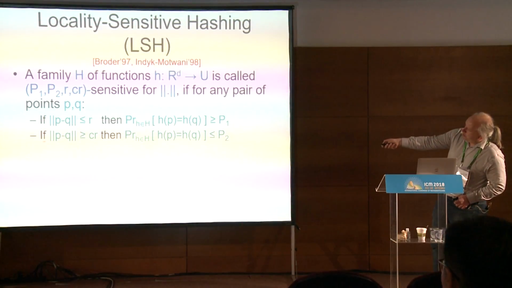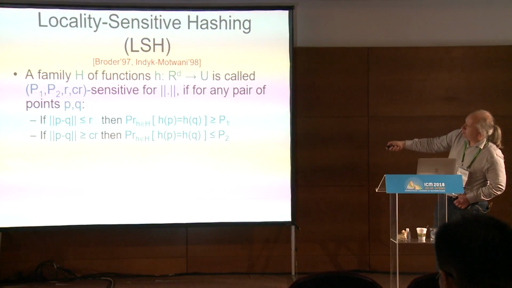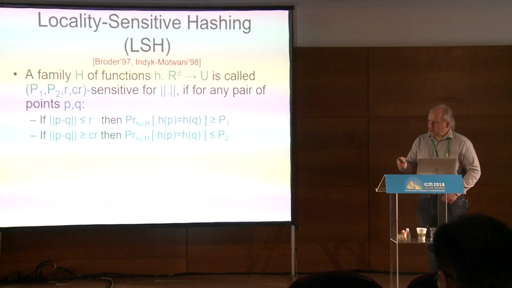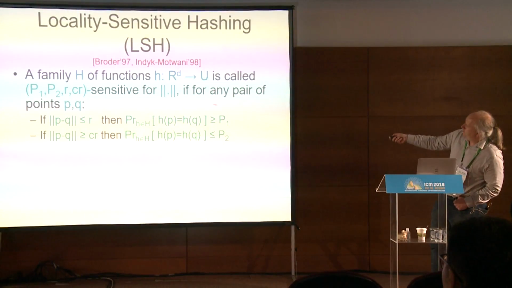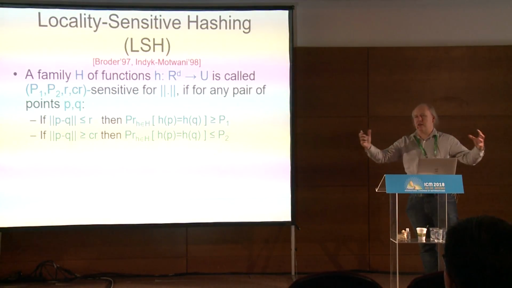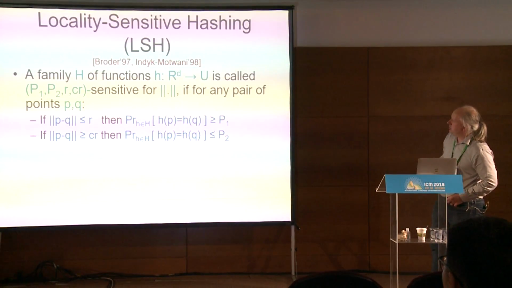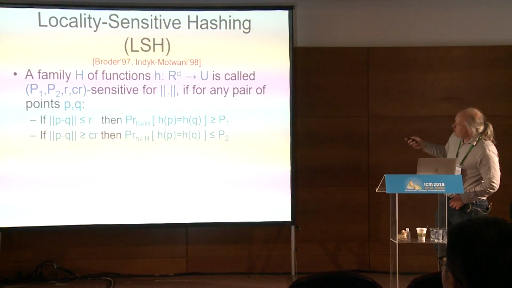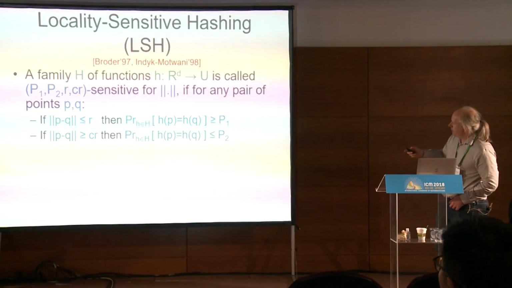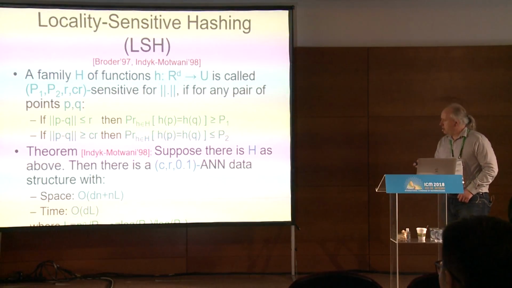On the other hand, if you take a pair of points which is at distance at least CR, so we can think about them as far points, then the probability of collision is at most P2. And the idea is that I would like to have P1 greater than P2, so that the probability of collision depends on the distance between the 2 points. Now, suppose that somebody is nice enough to give you such a family, then you can automatically use it.